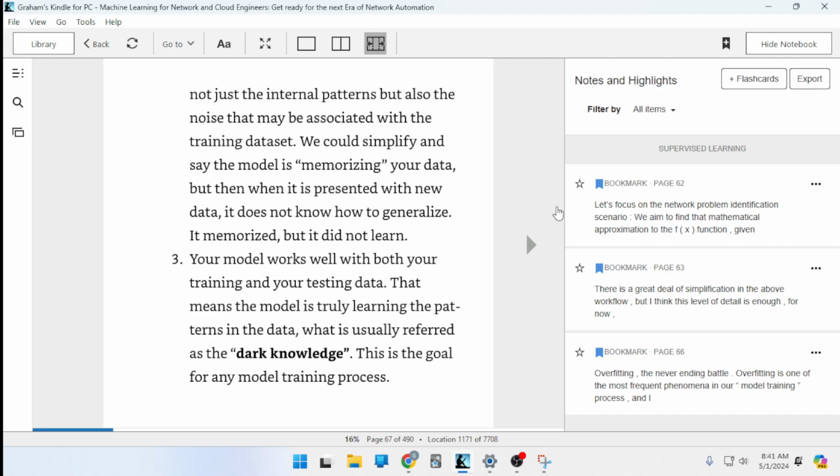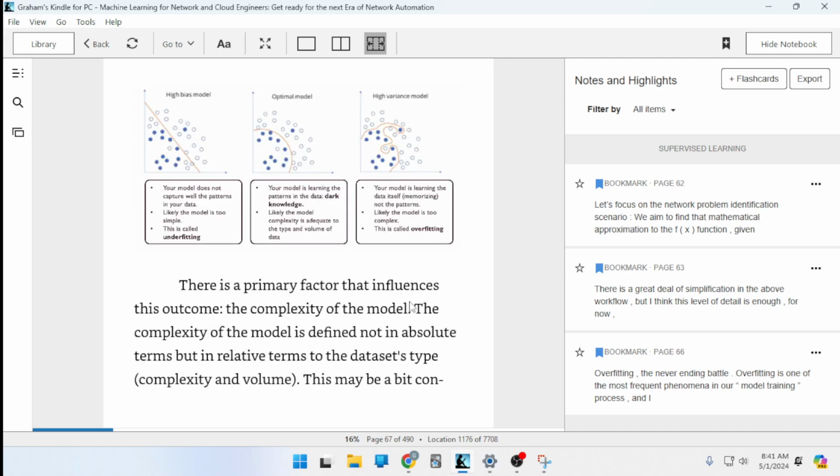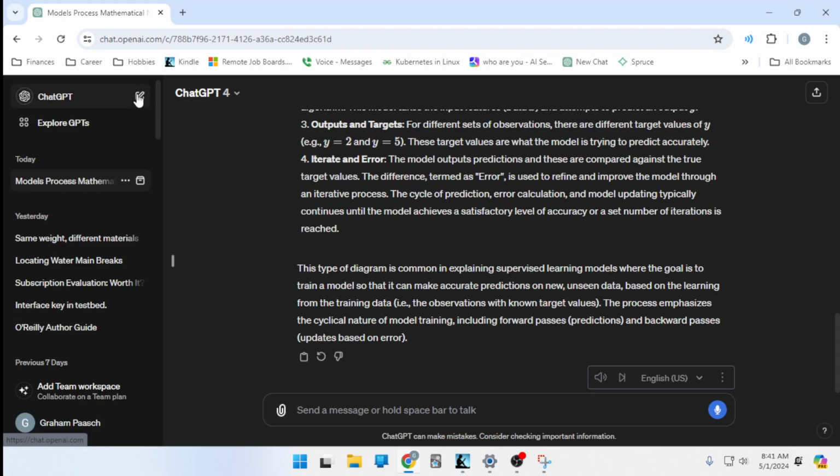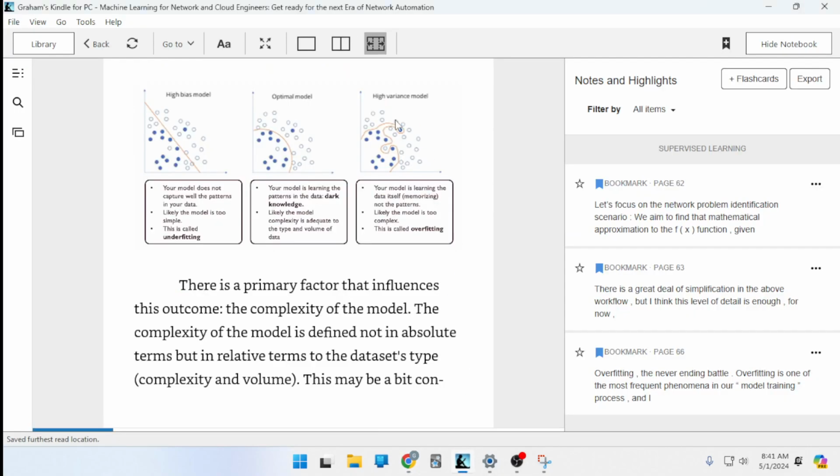So I would love to get an example of this. So let's go to ChatGPT and get an example of this. We'll paste in two things into ChatGPT. The first thing is this, and the second thing is these graphs here. So we've got the high bias model. This is where your model does not capture the patterns in your data. The model is too simple. This is called underfitting. You can see none of the patterns here have been captured.